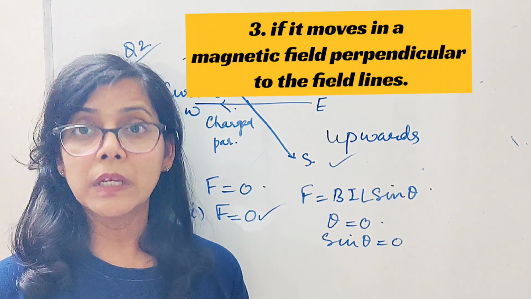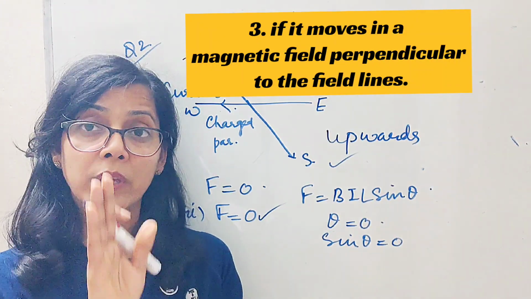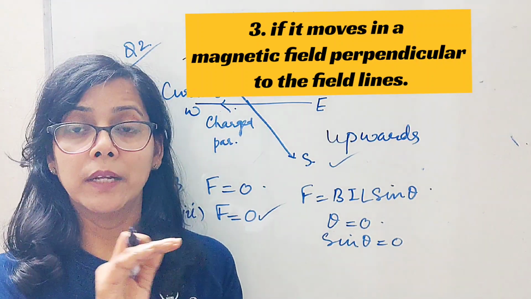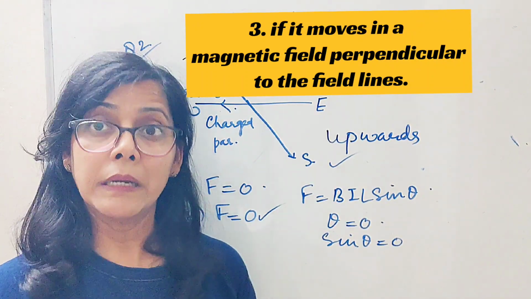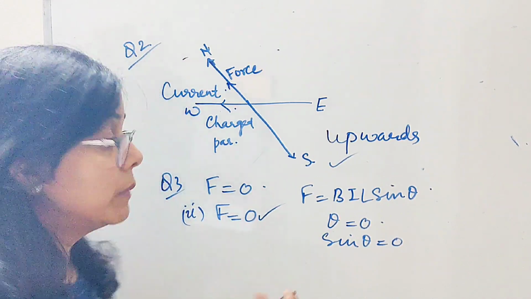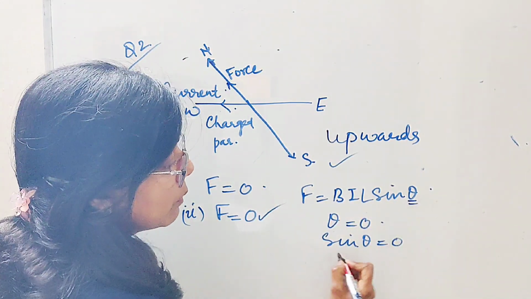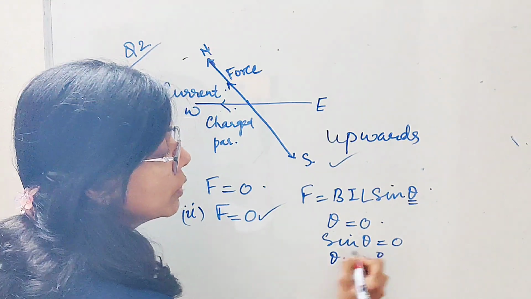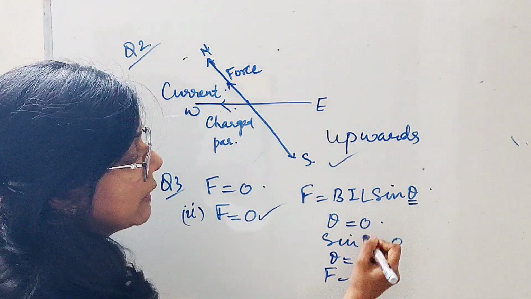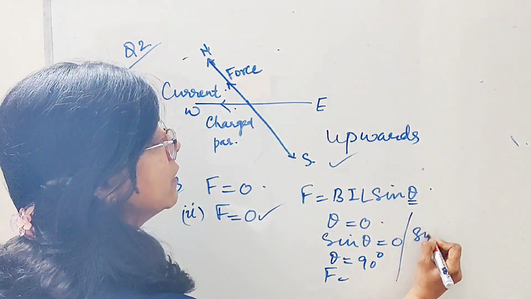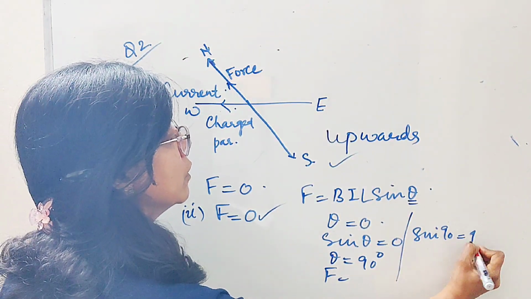Now the next part, third part is, if the particle moves in the magnetic field where they are perpendicular to the field lines. They are saying now that the particle is moving perpendicular to the field lines. Perpendicular means यहाँ theta will become 90 degree. So when this theta becomes 90 degree, this force will become sin 90 degree is 1. So this will become maximum.